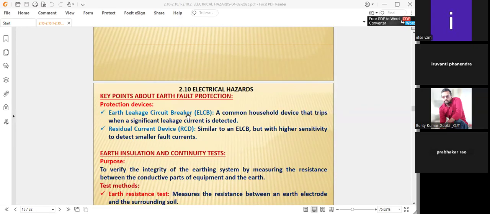For example, an earth leakage circuit breaker is a common household device that trips when a significant leakage current is detected. Leakage current means that where the earthing is not proper, there will be leakage somewhere. Why does it go to the earth first? Because high voltage is there, and everybody knows that where there is a voltage difference, current flow is there, definitely.